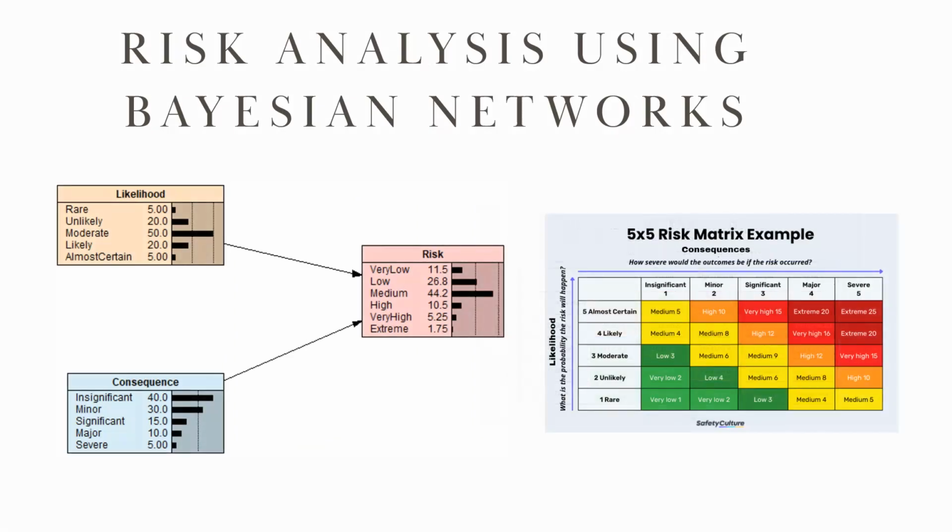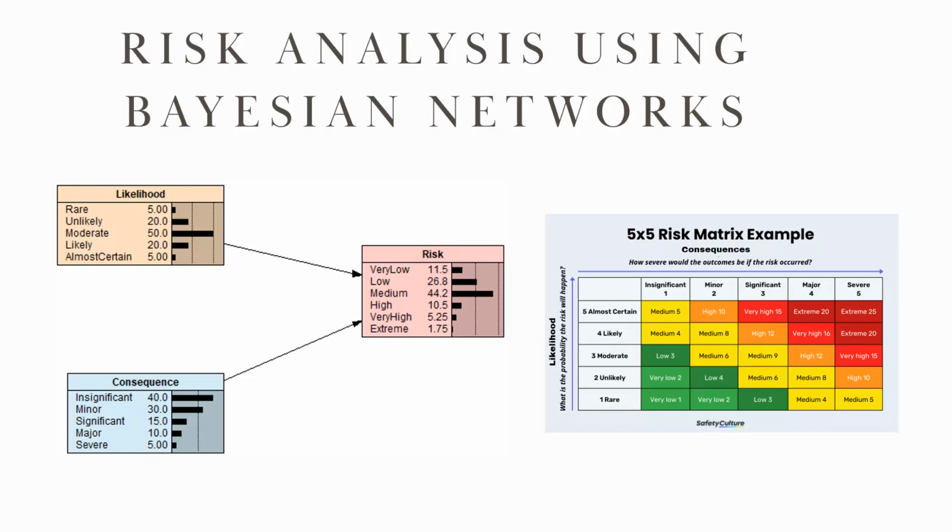We can model this risk analysis tool using a Bayesian network. Here we have a 3-node network. Consequence, with inputs ranging from insignificant to severe. Likelihood, with inputs ranging from rare to almost certain. And the resulting risk is the output, ranging from very low to extreme. These values correspond to the inputs and outputs in the risk matrix.